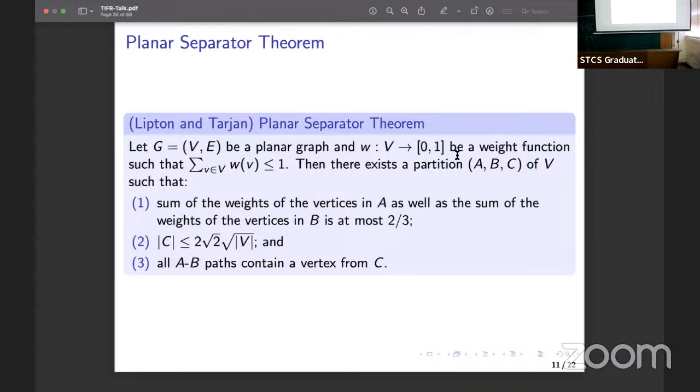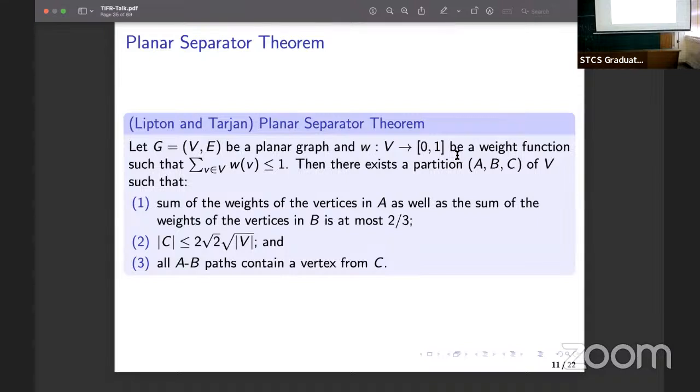The main ingredient in all these proofs is the planar separator theorem. Given any planar graph, you can find a small set of vertices, roughly root n where n is the number of vertices in the original graph. If you remove these vertices, your original graph will be partitioned into two disjoint subgraphs. That's what the planar separator theorem says. And the size of these two disjoint graphs will roughly be at most 2n/3.